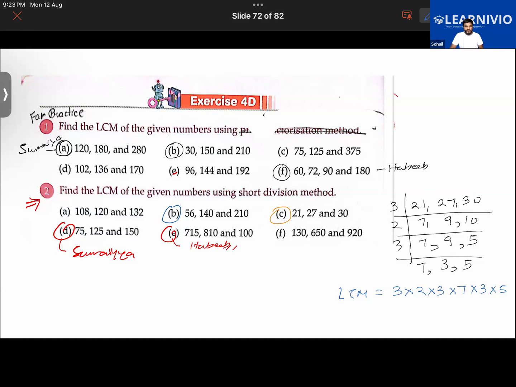So for the first one, the answer is 1890. What answer are you getting? 1890. For the first one, 21, 27, and 30, okay, yeah, that is correct then. Okay, no?